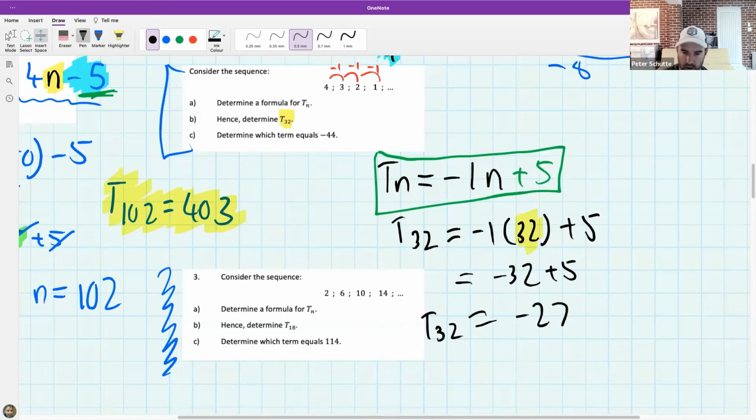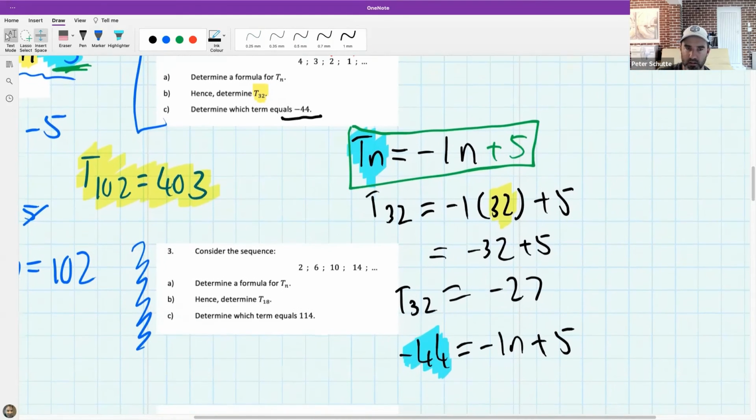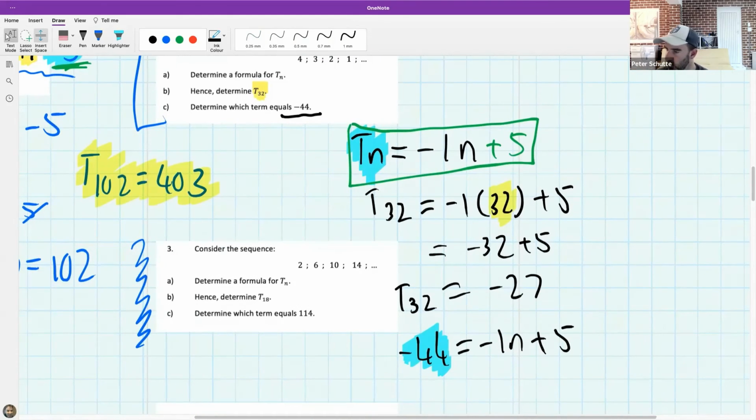And then the last one, in order to get which term is equal to -44, I'm actually going to use the formula, but remember, I put -44 in this place here. And so now you have to solve for what the n is.